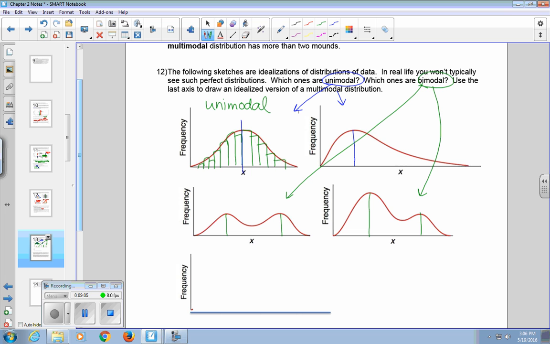And the last one, multimodal, means it has more than 2 peaks. So your distribution might look something like this. And again, notice that the peaks don't all have to have the same height. We have a peak here, a peak there, and a peak there.